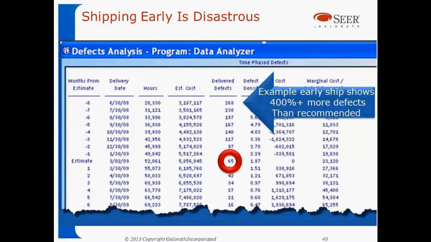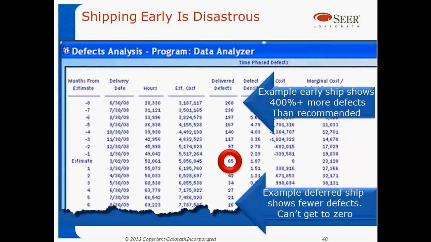In this example, if you ship this project 8 months early, that would be about a 400% increase in the number of defects. So shipping early, well, you might make a milestone checklist somewhere. You can end up with disasters in programs, as we see so often.